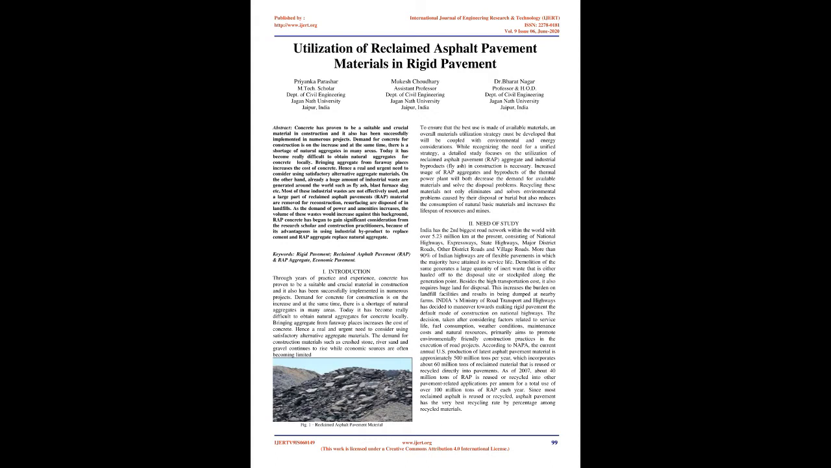The demand for construction materials such as crushed stone, river sand, and gravel continues to rise, while economic sources are often becoming limited. Fig. 1. Reclaimed asphalt pavement material. To ensure that the best use is made of available materials, an overall materials utilization strategy must be developed that will be coupled with environmental and energy considerations. While recognizing the need for a unified strategy, a detailed study focusing on the utilization of reclaimed asphalt pavement, RAP, aggregate and industrial byproducts, fly ash, in construction is necessary.